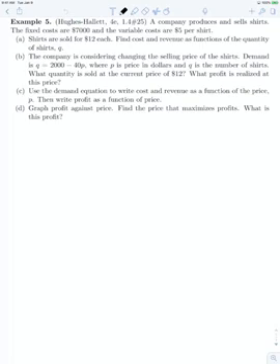All right, in this video, we're going to do example 5, which is based on a Hughes-Hallett problem in section 1.4, number 25. Again, I'll start by reading at least up through part A of the problem, and then we'll go on from there.